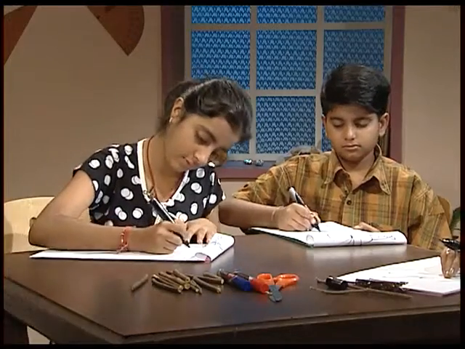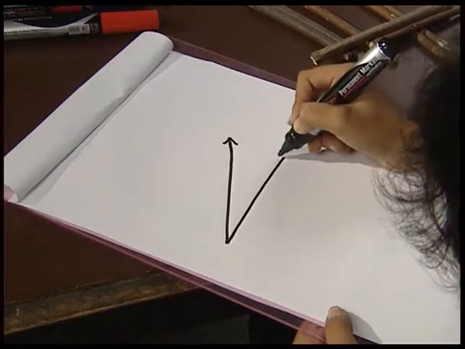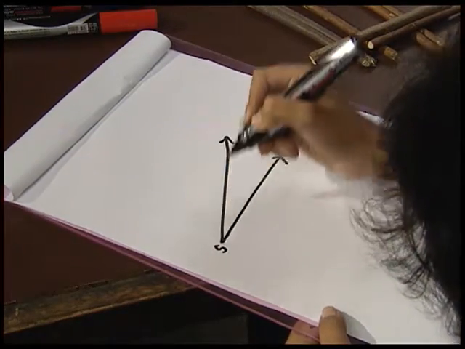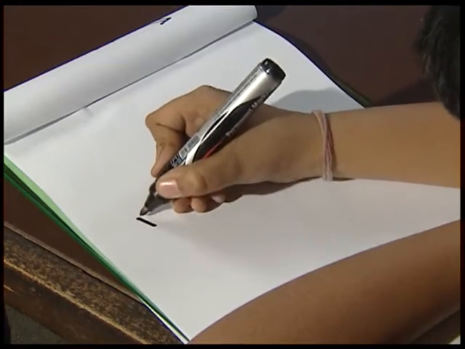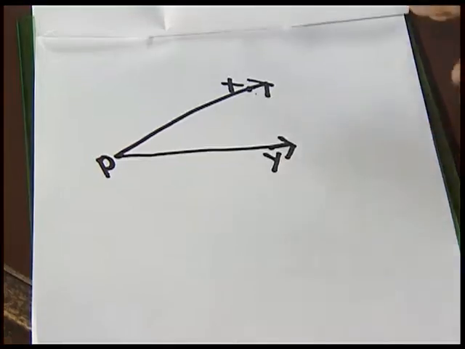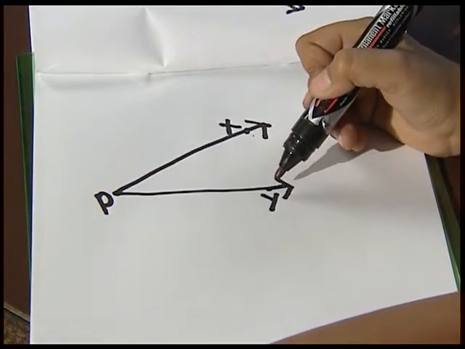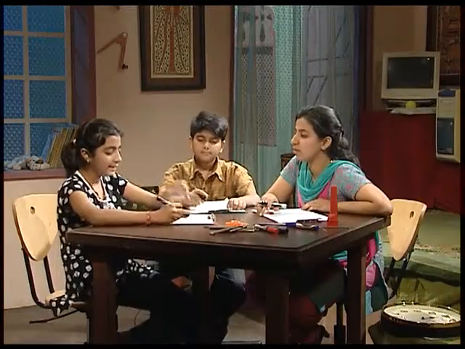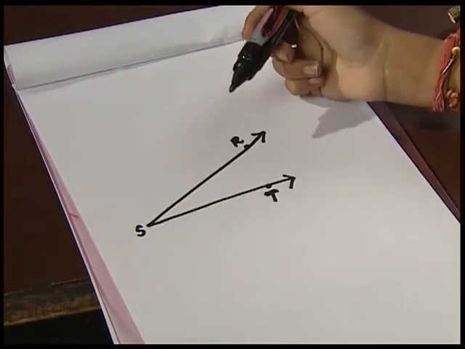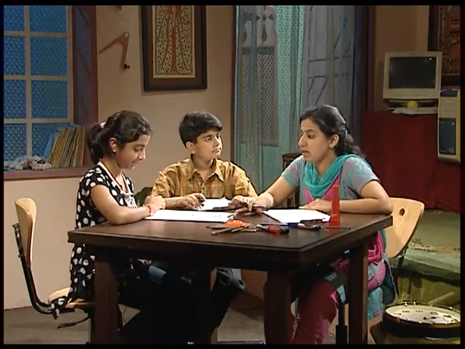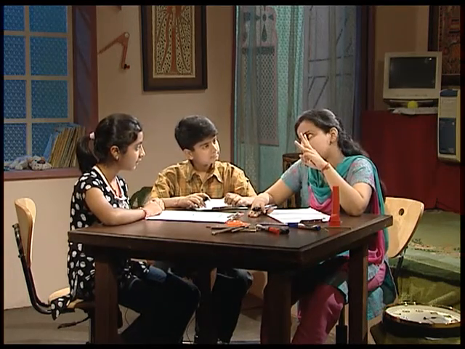Now, both of you draw an angle and show me the vertex and the arms of it. Didi, I'm done with it. In angle XPY, PX and PY are the two arms and P is the vertex. Very good. And Didi, in this angle RST, SR and ST are the two arms and S is the vertex. Very nice. Now you have learned what an angle is, how to make an angle, and what the arms and the vertex of an angle are.